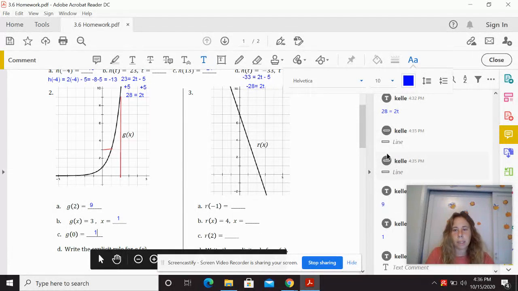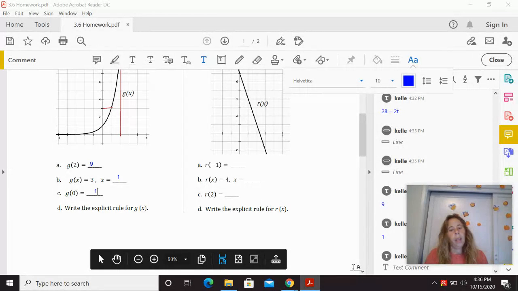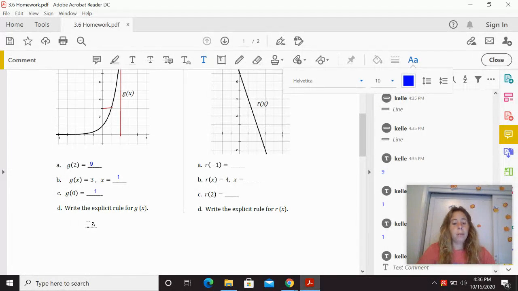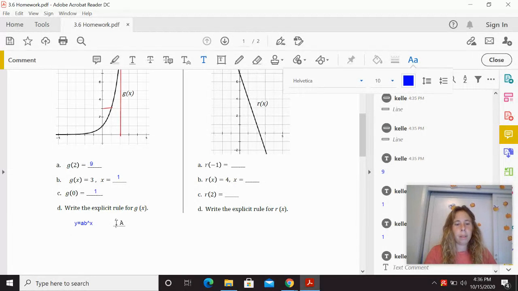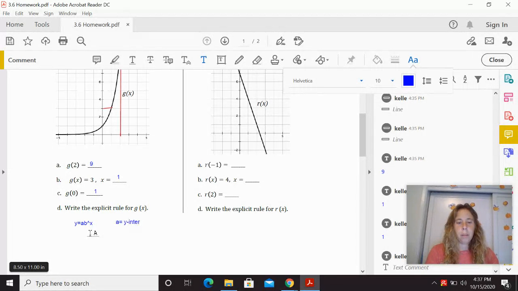Okay, write the explicit rule. That means write the equation. This is an exponential, so you're going to use your explicit exponential equation: y equals a times b raised to the x. That's my exponent. Remember, in this equation, a is equal to your y-intercept. B is equal to your ratio.